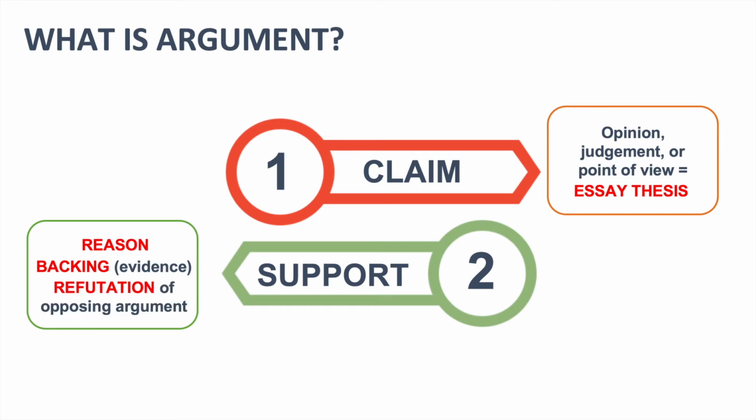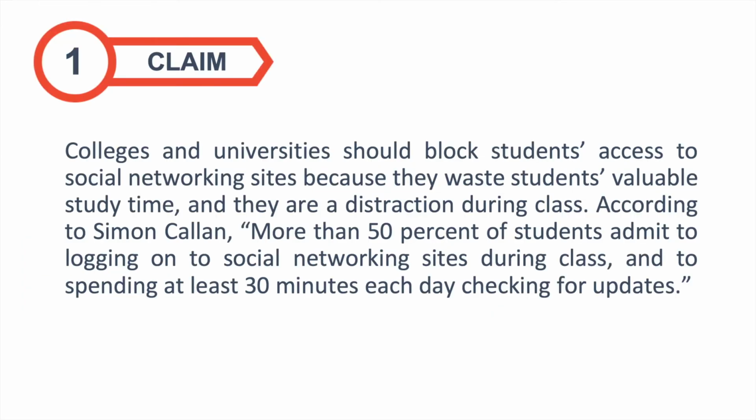Last, is refutation of opposing argument. It acknowledges the opposing arguments that make sense and refute those that do not make sense. When you try to identify the argument in a text, make sure that you can find the claim and the support. These two things are the main points of the argument. Let's take a look at the example.